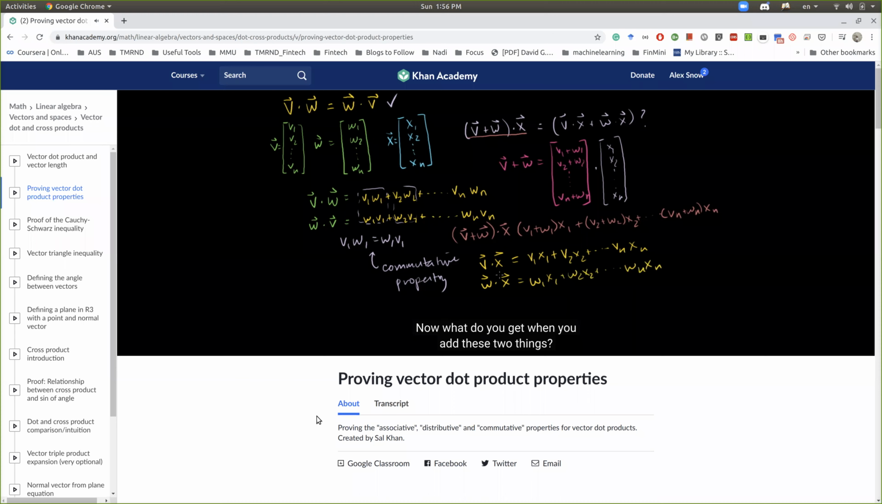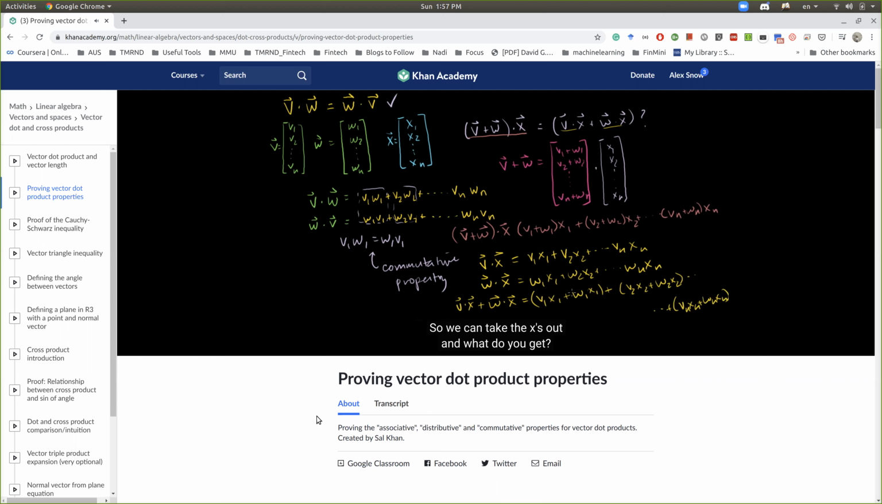Now, what do you get when you add these two things? And notice I'm adding two scalar quantities. That's a scalar, that's a scalar. We're not doing vector addition anymore. So what do I get when I add them? So v dot x plus w dot x is equal to v1 x1 plus w1 x1 plus v2 x2 plus w2 x2 all the way to vn xn plus wn xn. I know it's very monotonous, but you can immediately see we're just dealing with regular numbers here.